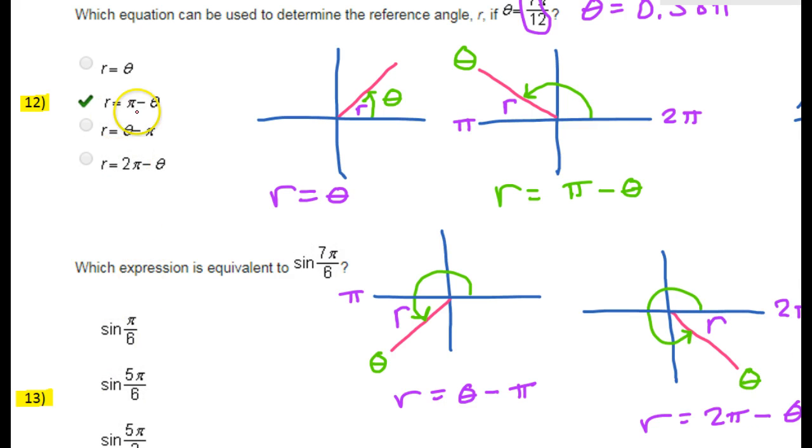Wait, I want to say one more thing before I end this video. I walked you through step by step showing you where these little formulas came from, but really at this point I want you to write this down in your notes and use it. R equals theta, that's quadrant 1. R equals pi minus theta, that's quadrant 2. R equals theta minus pi, that's quadrant 3. And R equals 2 pi minus theta, that's quadrant 4.